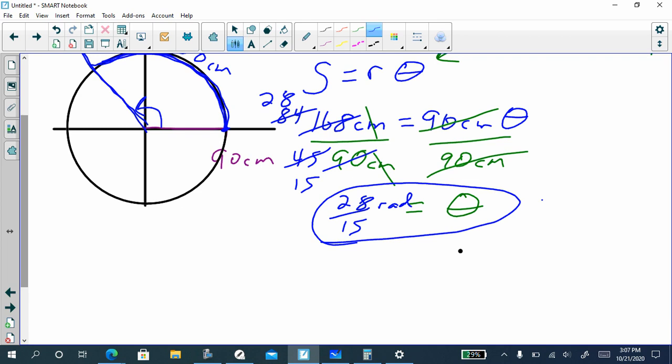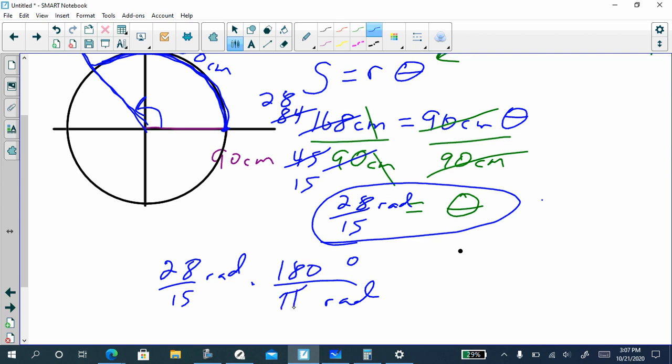Now they want that in terms of degrees as well. So if we take 28 over 15 radians and convert that to degrees, we would put radians on bottom, degrees on top. So 180 degrees is the same as pi radians. Radians cancel, leaving us degrees.